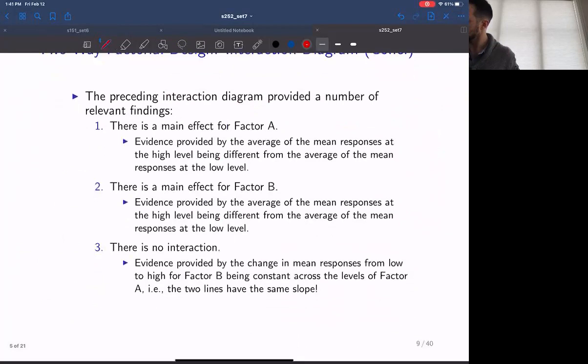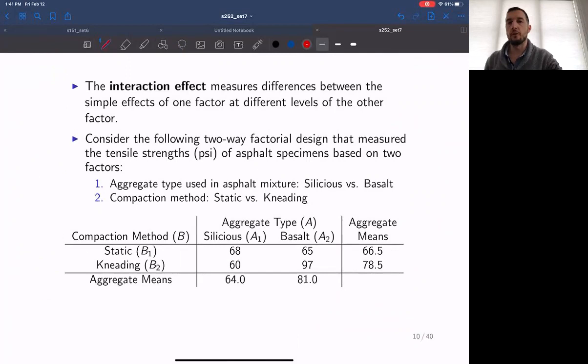Okay, so interaction refers to a difference in a simple effect of one factor at different levels of the other factor. Basically, when you look at the previous plot with the parallel lines, you have a system where the direction of the simple effects agrees with the direction of the main effect. Interaction occurs when the direction of the simple effect does not agree with the direction of the main effect or differs in magnitude from the main effect.